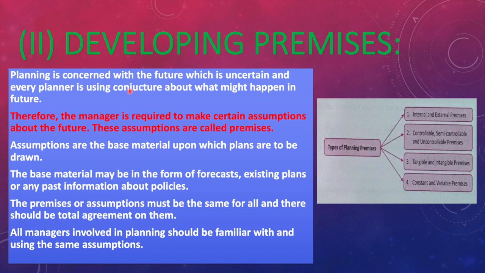And every planner, meaning the manager, is using what? Conjecture. What is this word? Conjecture means, if we go through the dictionary, an opinion, or you can say a conclusion formed on the basis of incomplete information. Why am I saying incomplete information? Because it is all about the future, and the future is not predictable, my dear.